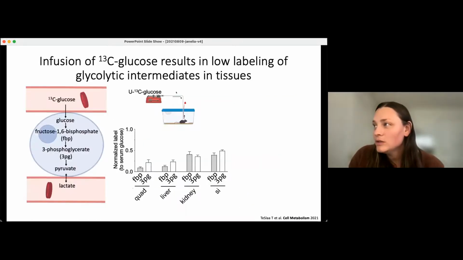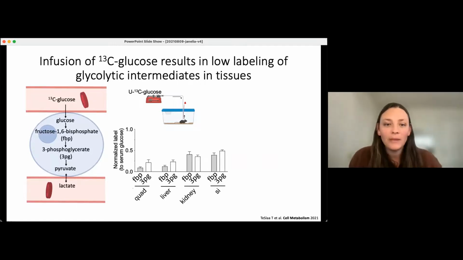So we infused glucose, collected tissues, and looked at labeling of glycolytic intermediates. And here I'm showing two intermediates, fructose bisphosphate and 3-phosphoglycerate. And what we saw when we looked at tissue was not quite as black and white as what I described earlier. We see low to intermediate labeling of glycolytic intermediates in these tissues. And so we can't really confirm that these have this high lactate production flux that we expected.